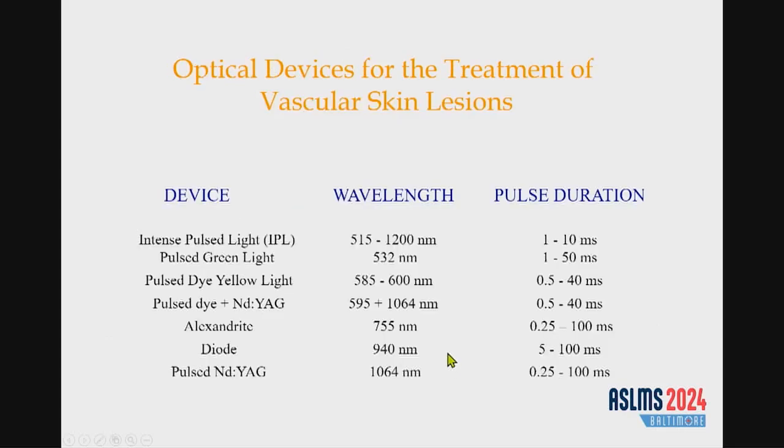Now, there's a number of different optical devices which can be used for the treatment of vascular skin lesions. They're listed in here. You can see the wavelengths and the pulse durations. You can also use intense pulsed light, which has a very, very broad absorption in the green all the way out to the near infrared. That can be very, very useful because it has very, very large spot sizes. I particularly like that for the treatment of poikiloderma.